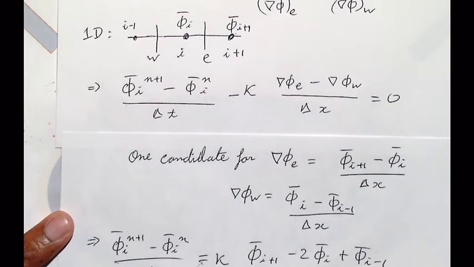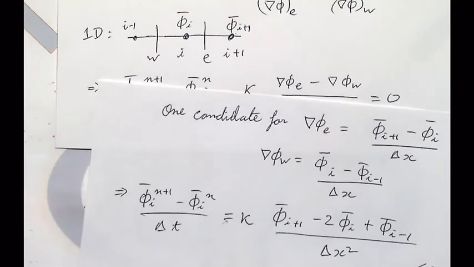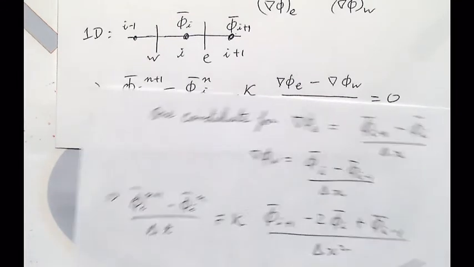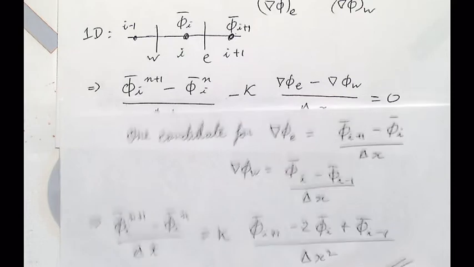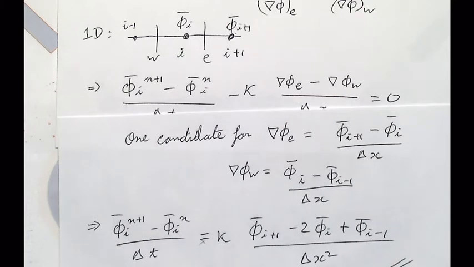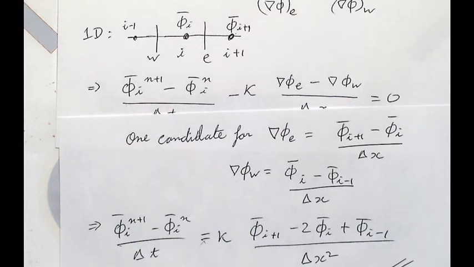Does this look familiar? Central difference. Yes, this is the central difference formula for the second derivative. See, everything is consistent, everything is related. Even though we are in finite volume, we are not completely isolated from the finite difference world. All right. So, any questions for now?